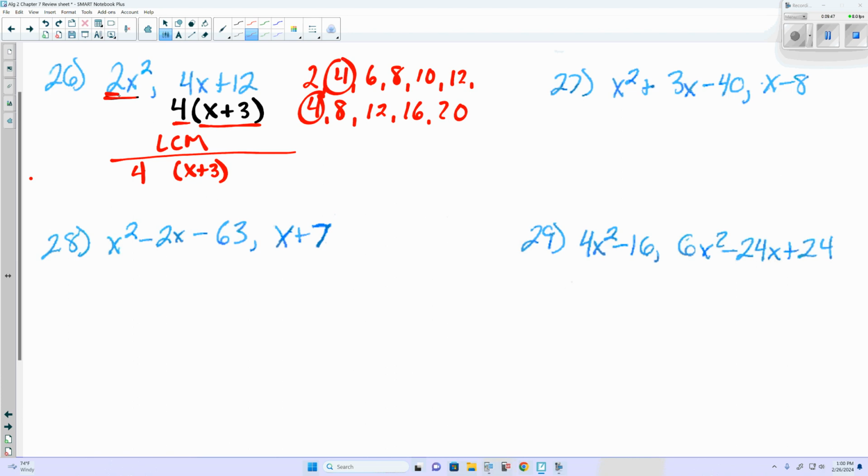Now we've taken care of the 2 and 4, and x plus 3. The only thing left is the x squared. Well, we need x squared. Even if it had been 2x squared and 4x, one of them has x squared, the other has x, so the least common multiple would be x squared. That's it.